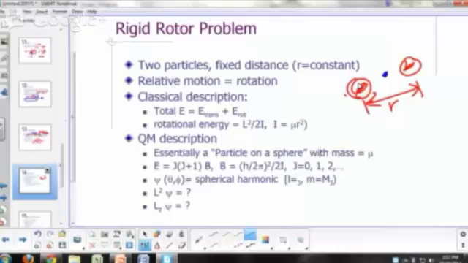Now, the relative motion of the two, since they can't change the distance between them, is essentially what we would call a rotational energy. So in a classical description of this, the total energy will just be the translational energy plus the rotational energy. And classically, that rotational energy is just L squared over 2I. Okay, what's L squared?